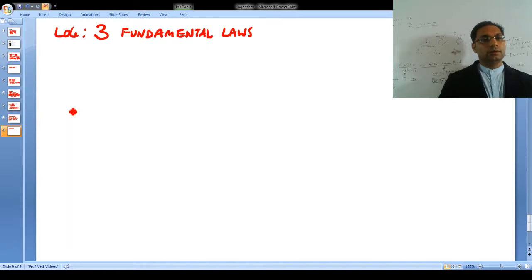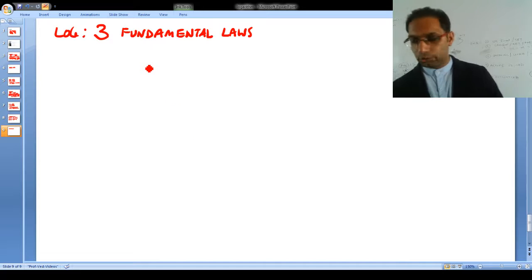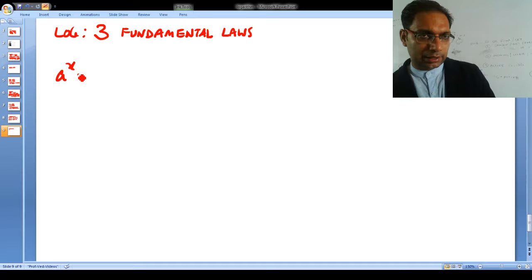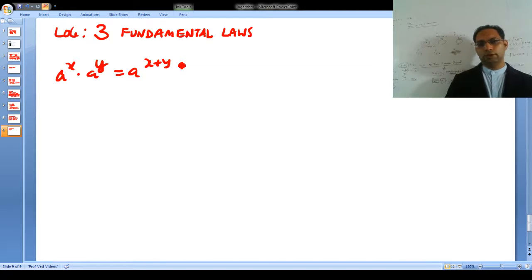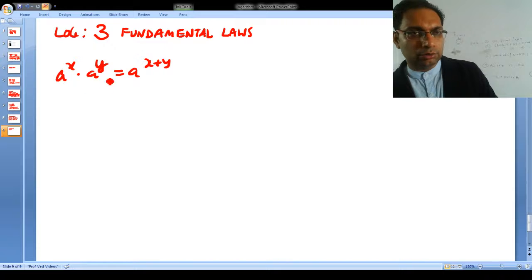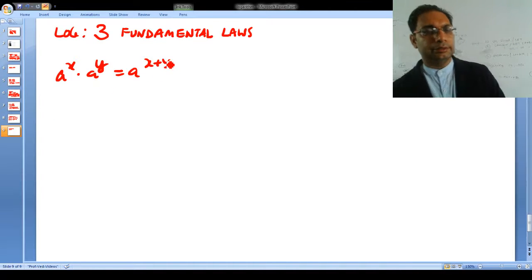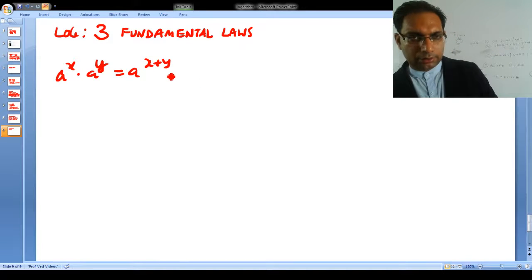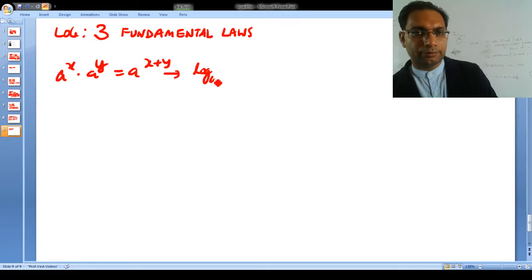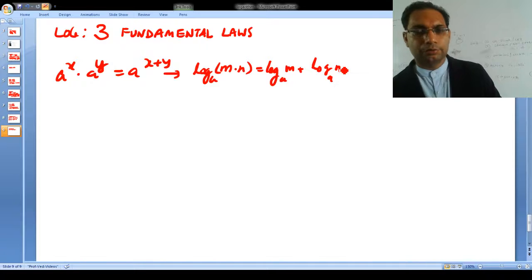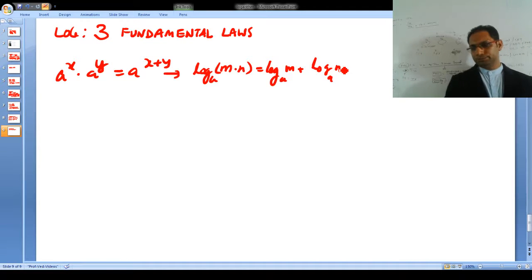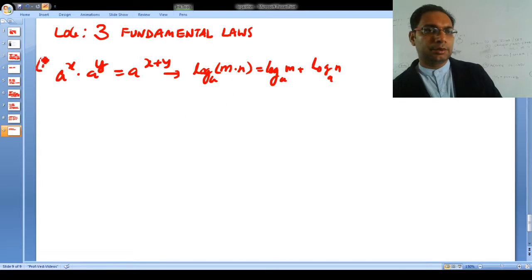When we were discussing indices, do you remember? Indices is also a game of power, right? So we were discussing a to the x, a to the y, and we said that x plus y we could actually write. So what was happening in the world of power? When we were multiplying two numbers, the powers were getting added, right? So when we convert this into log world, we can write like this: log to the base a of m into n is equal to log to the base a of m plus log to the base a of n. So power gets added when the number is multiplied on the left side. That is fundamental law 1.